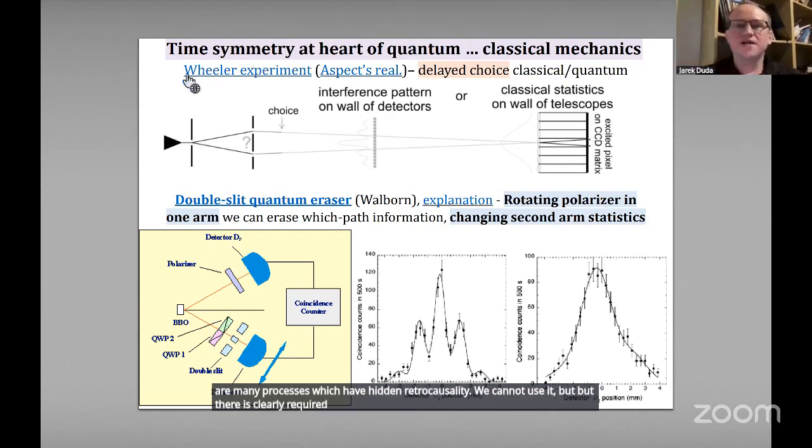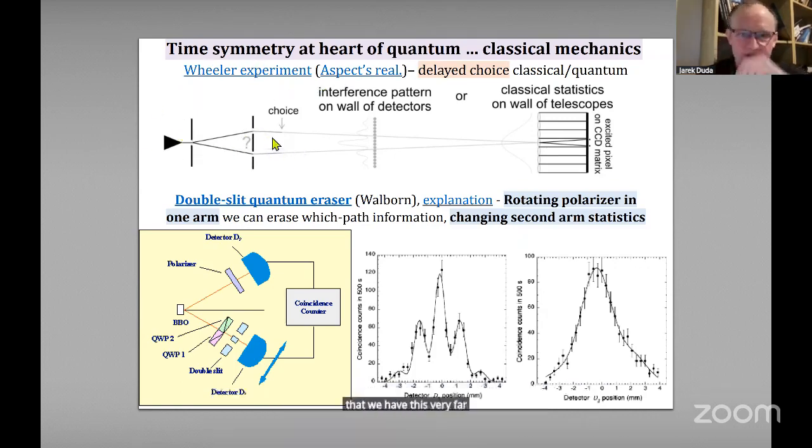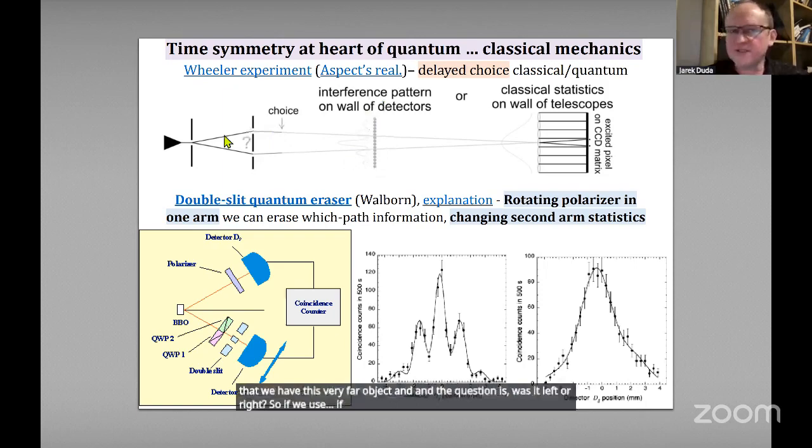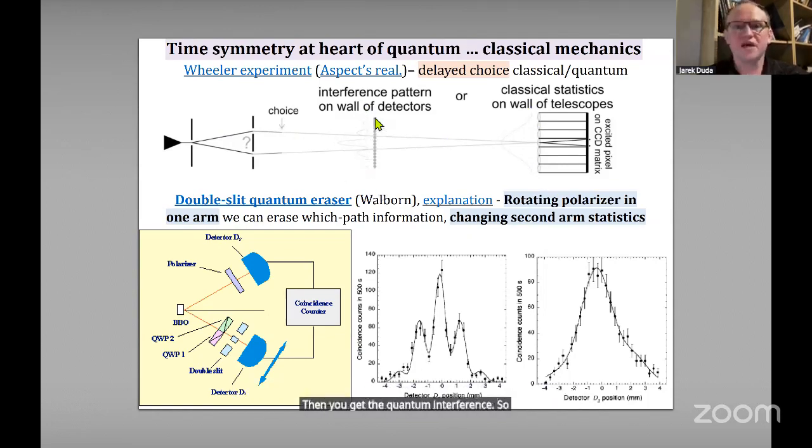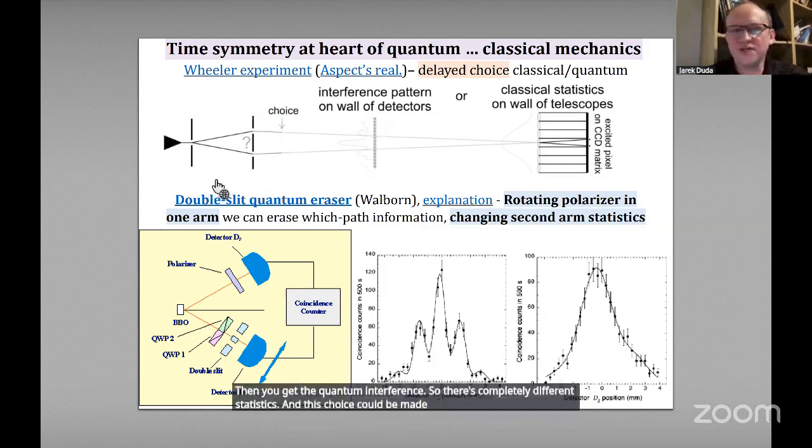For example, this classical Wheeler experiment: we have this very far object, and the question is, was it left or right? If our detector can distinguish them, then we get a classical pattern. But if we cannot, then we get the quantum interference. So there is completely different statistics, and this choice could be made for astronomical objects years ago. So it already had to know if we will use a classical or quantum detector, and what statistics to choose. So it suggests a kind of retrocausality, years before.